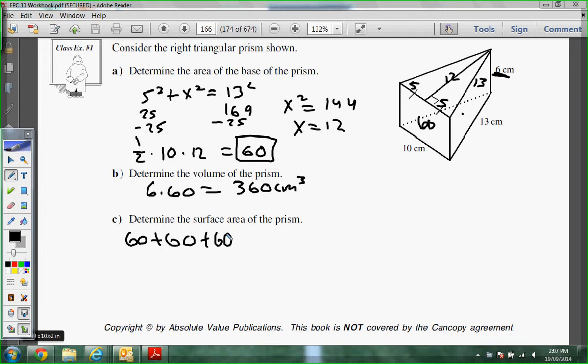13 times 6, which is 78. And then the back side, what's this length? Is it 13 too? Okay. So 13 times 6 again, so another 78. Okay, then we add all those up. We'll get 336. And this is squared. We're dealing with surface area, you're dealing with squared.